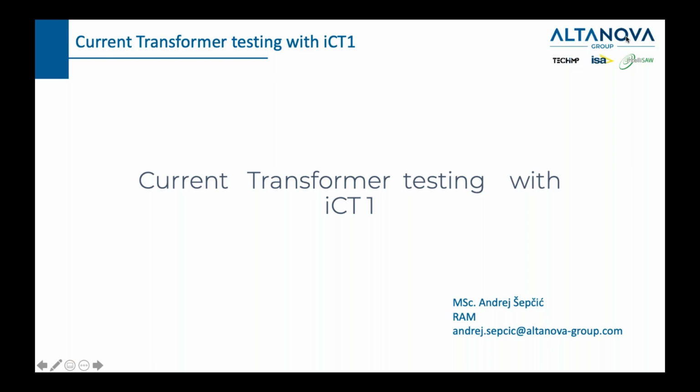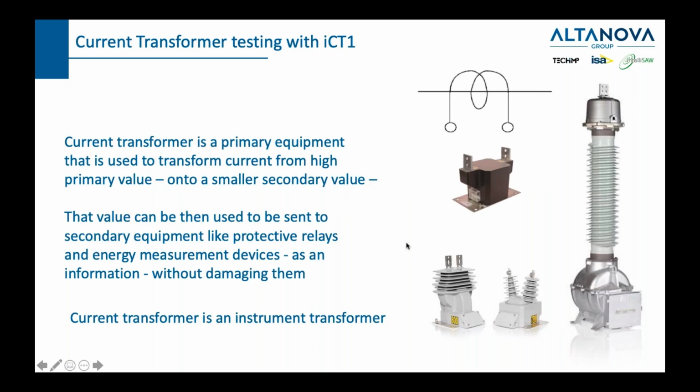First, we're going to answer what a current transformer is. So, what is a current transformer? A current transformer is a primary equipment that is used to transform current from high primary value onto a smaller secondary value. That value can be then sent to secondary equipment like protective relays or energy meter devices as information, without damaging them.